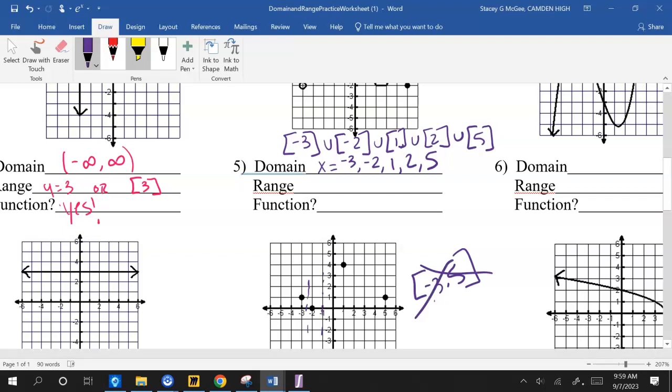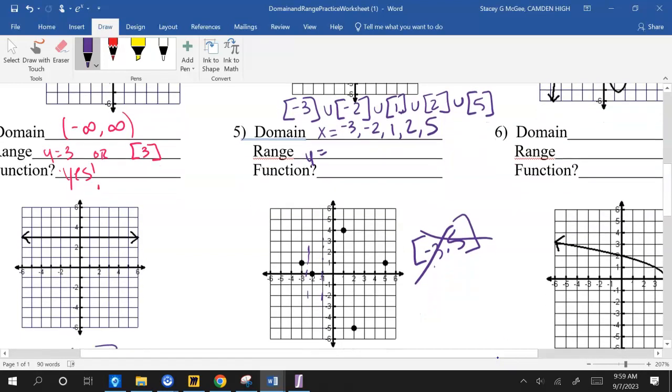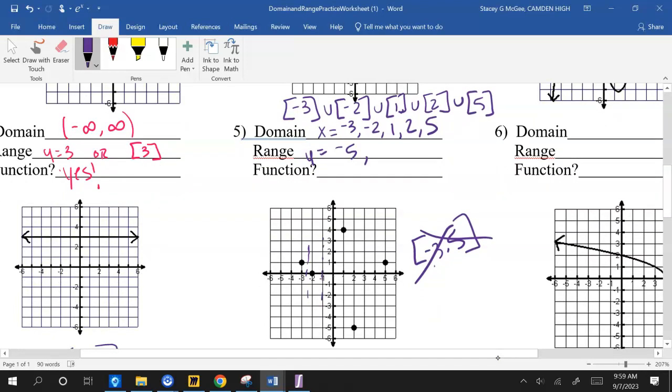And then, bless you, the same with the range. I'm just going to list out the y's here. 0, let's see, bottoms up, negative 5. Did I leave that? Oh, I got it. Negative 5, 0, 1, and 4.